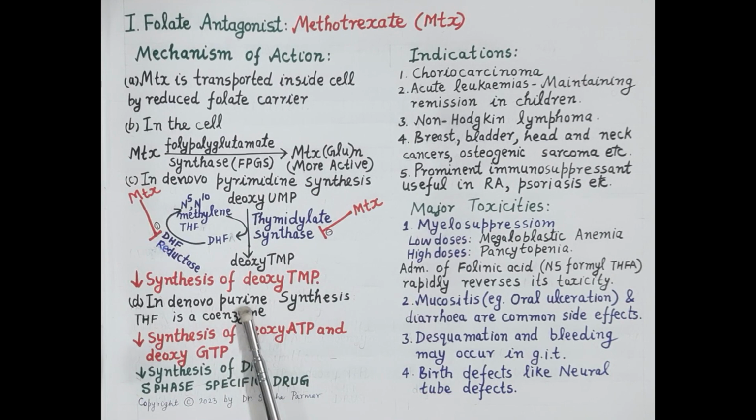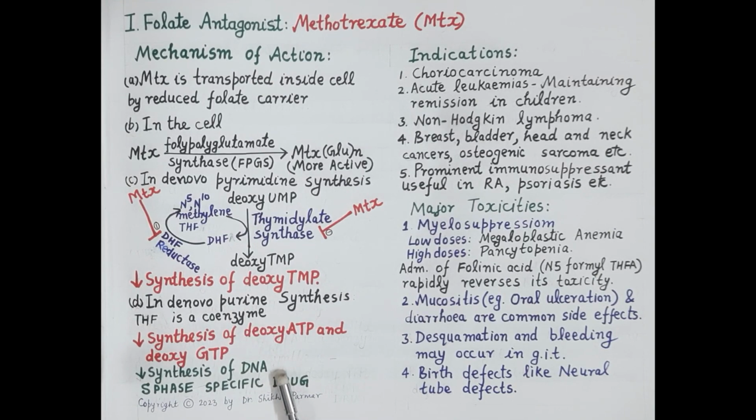purine nucleotides that are very essential for the synthesis of DNA. So, this prevents the replication of DNA. Methotrexate, as discussed, is an S-phase specific drug, and by inhibiting the synthesis and replication of DNA, it reduces the proliferation of cancerous cells. So, this is the mechanism of action of methotrexate.